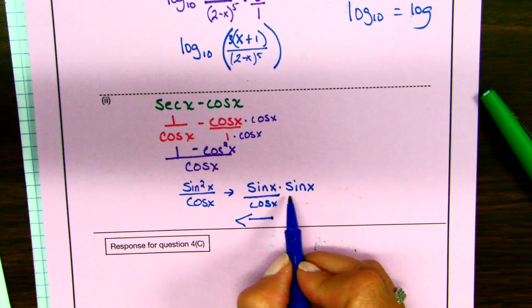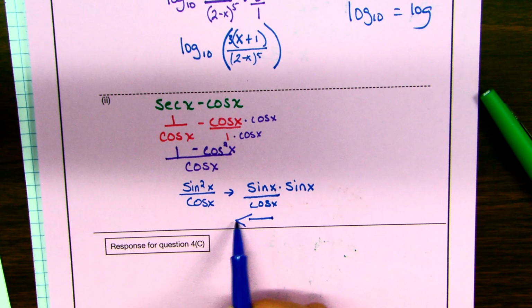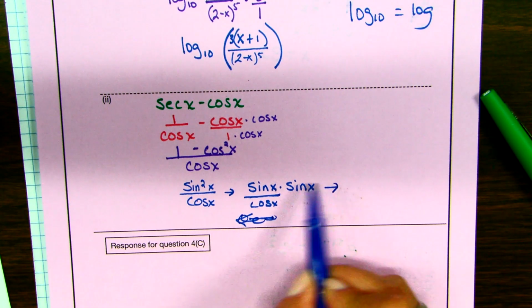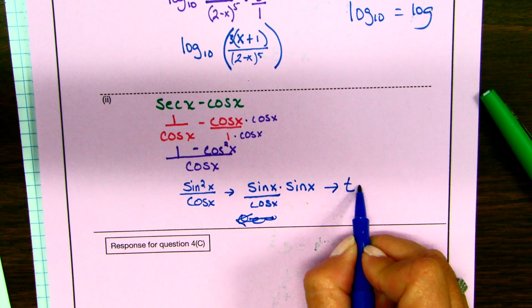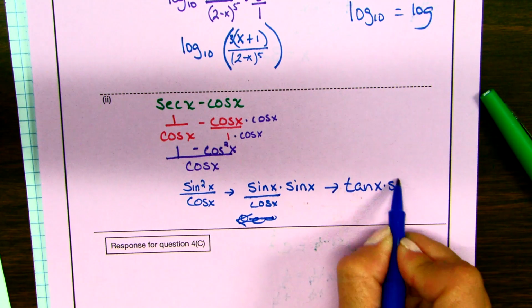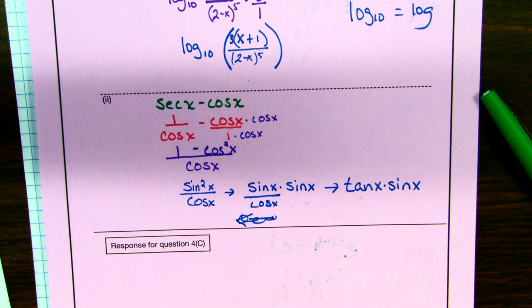All right, and then remember what sine x over cosine x equals? It equals tan x. And this could have been written in any order. Tan x, sine x, tan x. Danielle, feel okay about that?